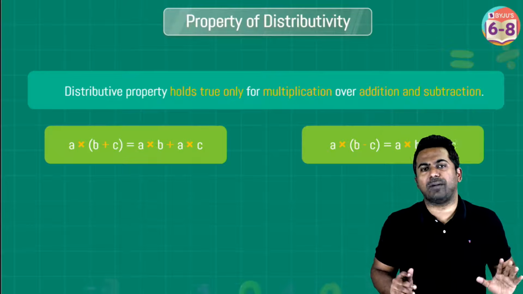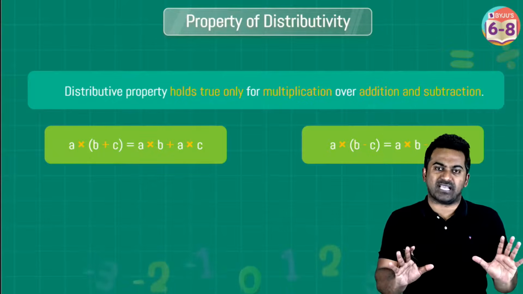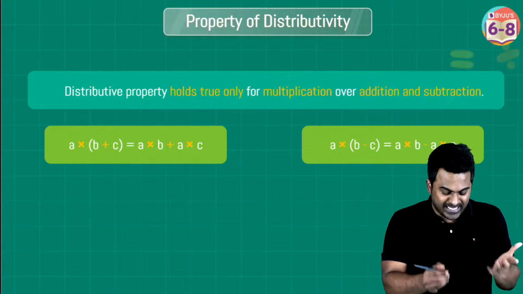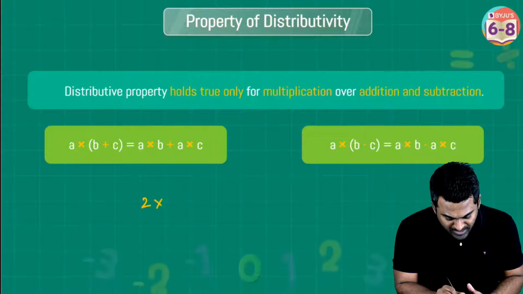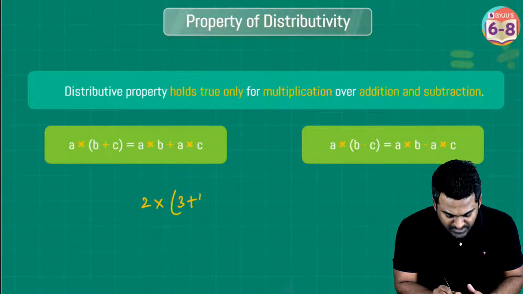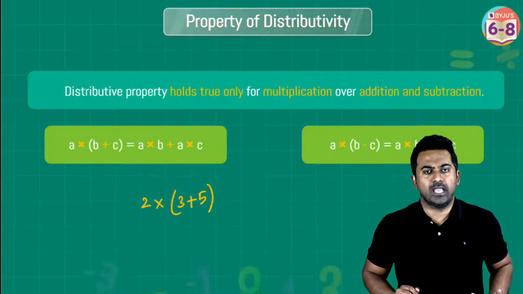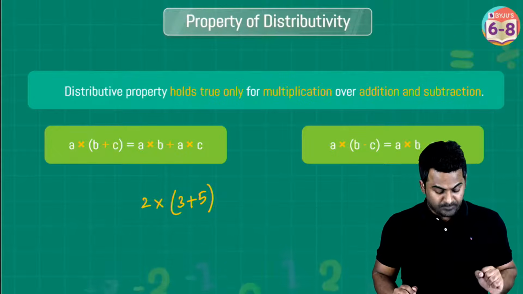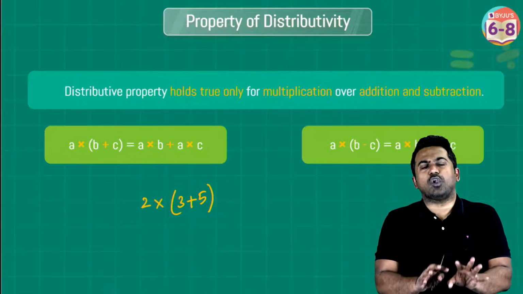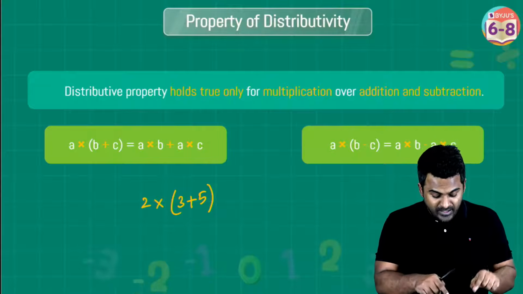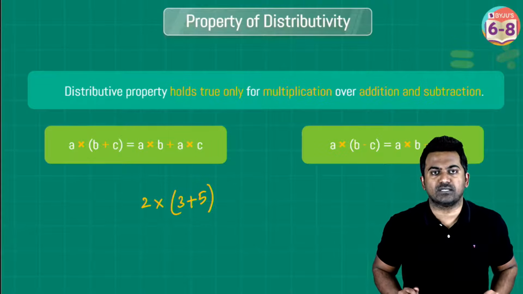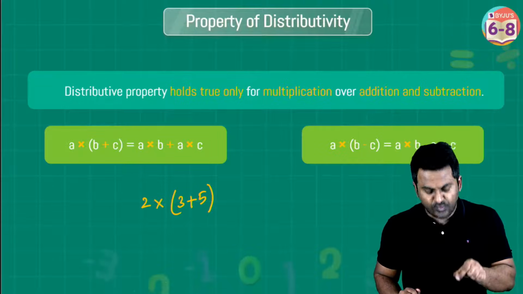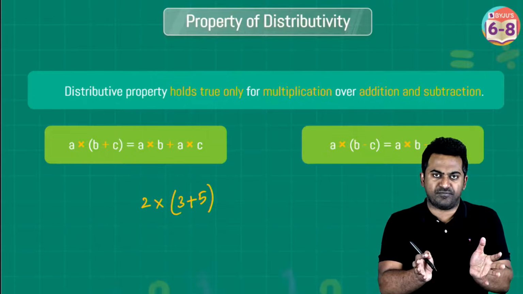Okay, now this is all about opening up the brackets, guys. That's it. Let's suppose I give you an example. Let's say 2 multiplied with 3 plus 5. Now how can you solve it? If you are thinking about solving it using BODMAS, then which operation will you do first? You will try to figure out what is inside the bracket first, right?